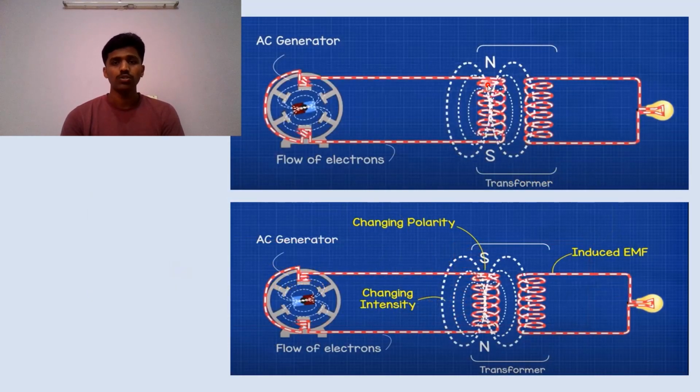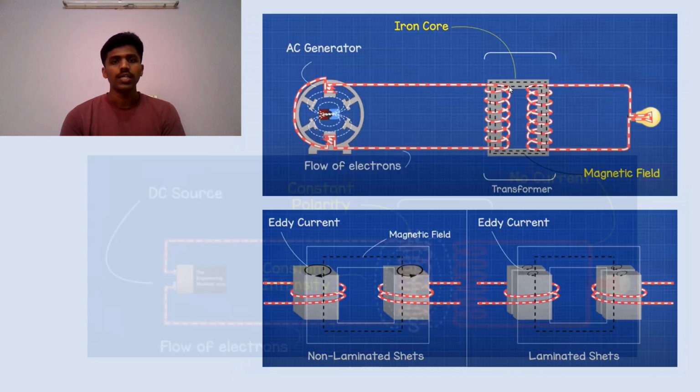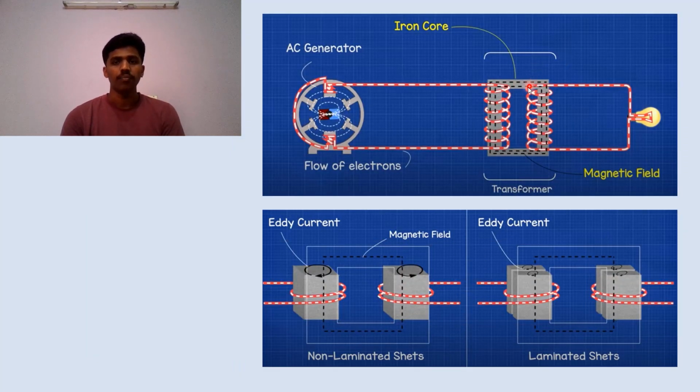There is a problem associated with this setup. That is, much of the magnetic field which is associated with the secondary side gets wasted. Hence, the engineers came up with a new idea of a ferromagnetic material such as iron. So it will guide the magnetic field to the secondary coil as shown in here. This will make the transformer work more efficiently.